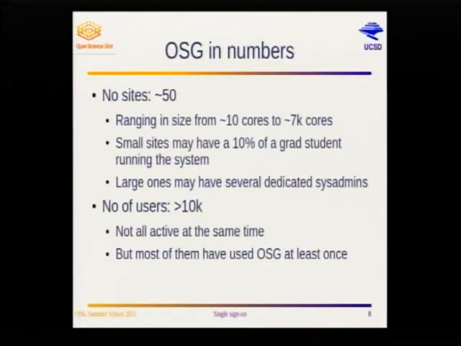And on the other side, the number of users is huge. I just ran a query across the users of some of the major sites, and it exceeds 10,000. So it's true that not all are active at the same time. We probably don't have 10,000 users submitting all the time. But of these 10,000 users, they have used the grid at least once. So there are actually 10,000 individuals out there to take care of.